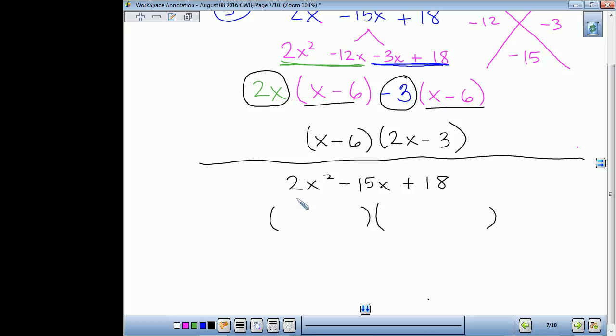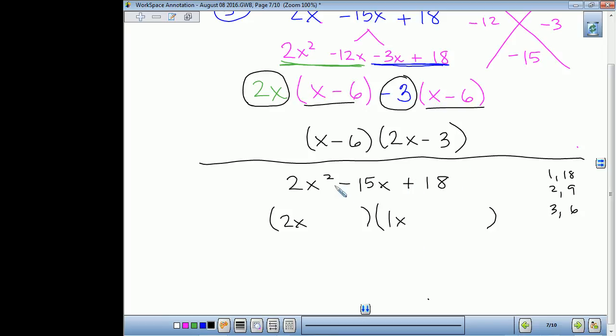There is only one way to multiply and get 2. 2 times 1. That is the only way to multiply and get 2. Now there's a couple ways to multiply and get 18. We can do 1 and 18. We can do 2 and 9. Or we can do 3 and 6. We have 3 possibilities. This is called trial and error because you have to just kind of guess.